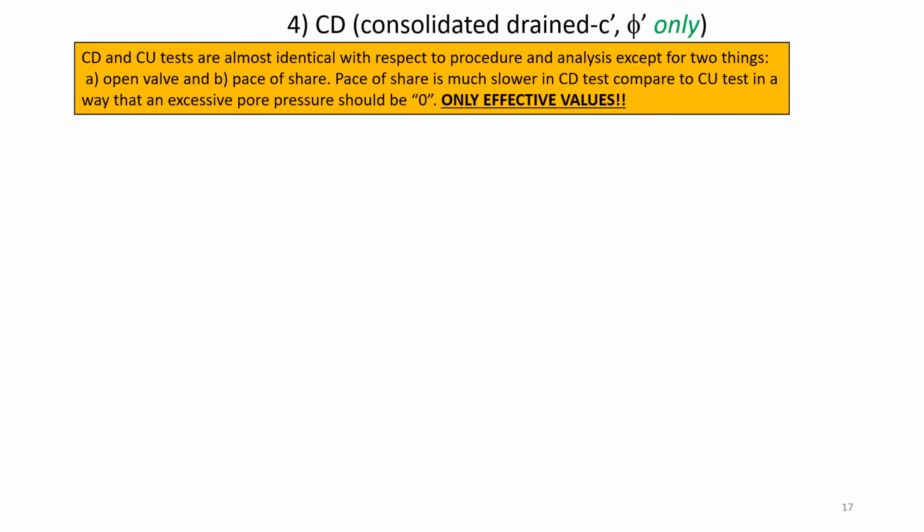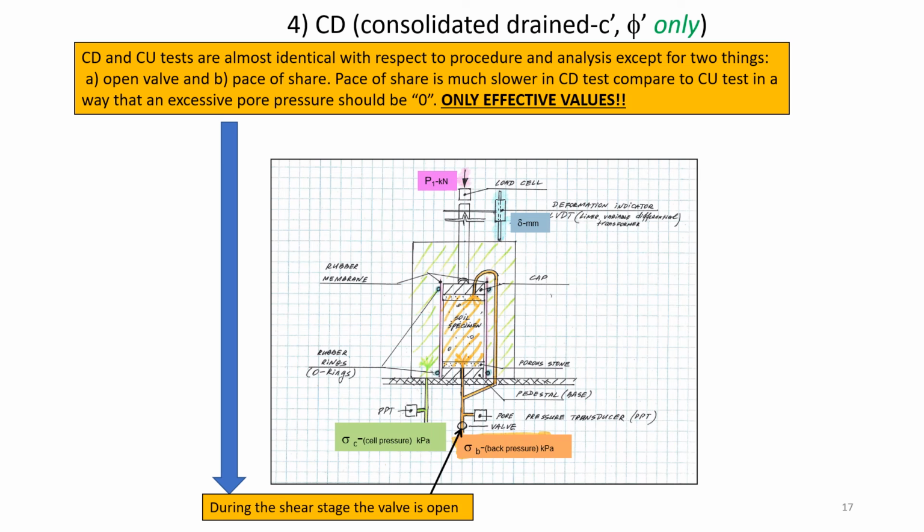Now, consolidated drained tests, it's exactly the same approach, the same Mohr circles, the same sigma, you're getting the same values from cell pressure, back pressure, pore pressure, everything is the same. The only thing, the same techniques, but the valve here is open. So you don't have excess pore pressure. As a result, you can get the friction angle and cohesion, only effective. Remember that for CD tests.